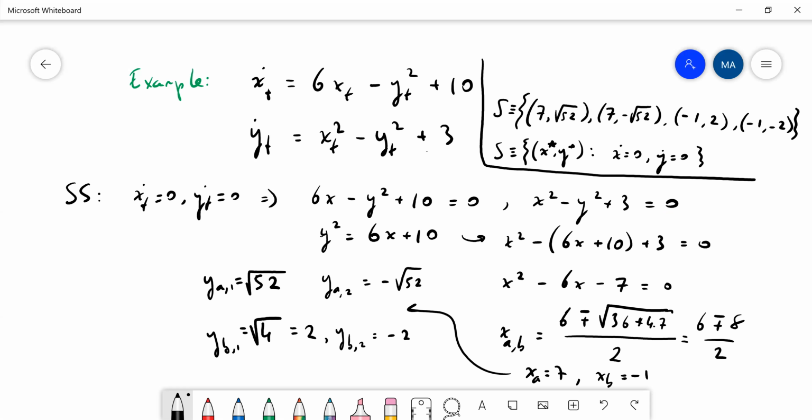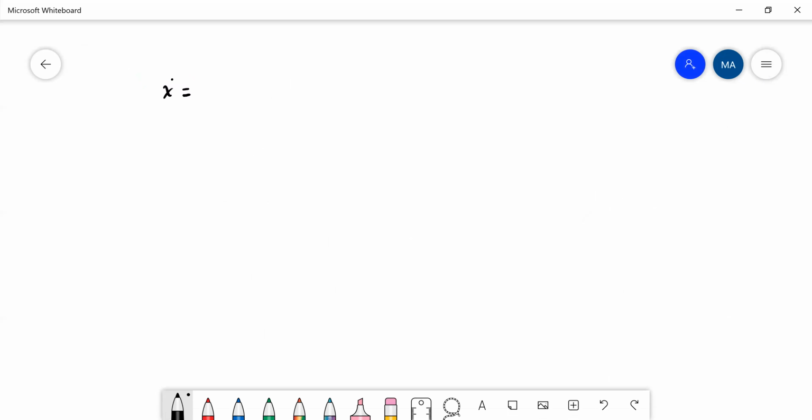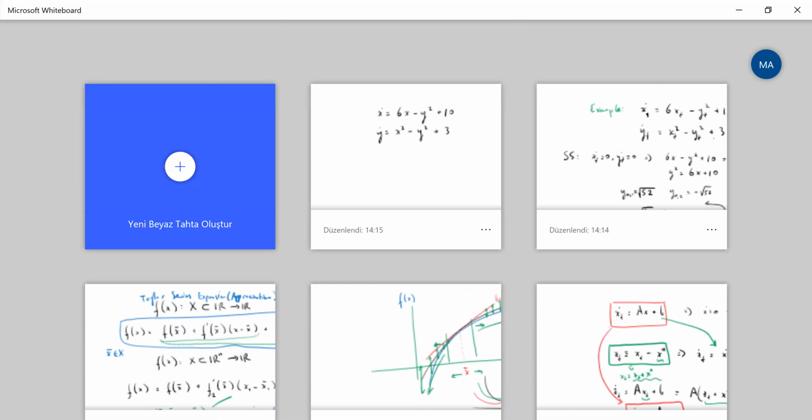Now what we want to do, of course, is choose one of the steady states and linearize the system around it. So let's just do that. Once again, the system is 6x minus y squared plus 10 and x squared minus y squared plus 3, right? Let me just check. Yes.